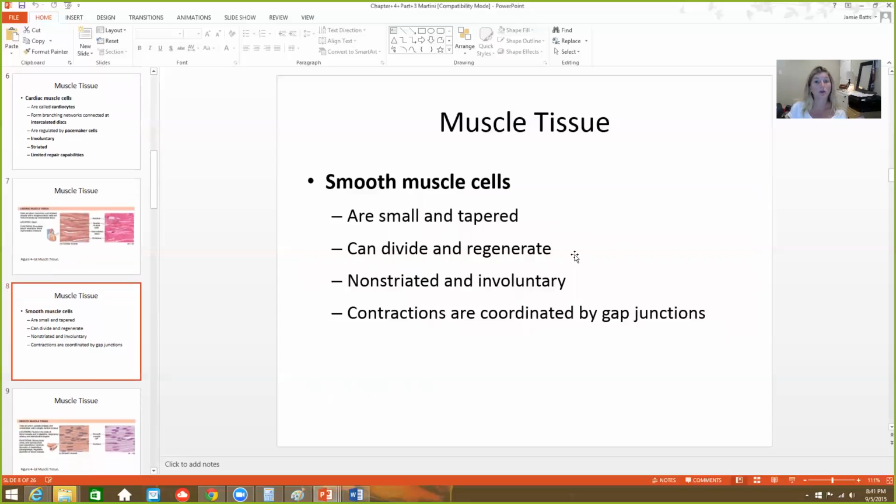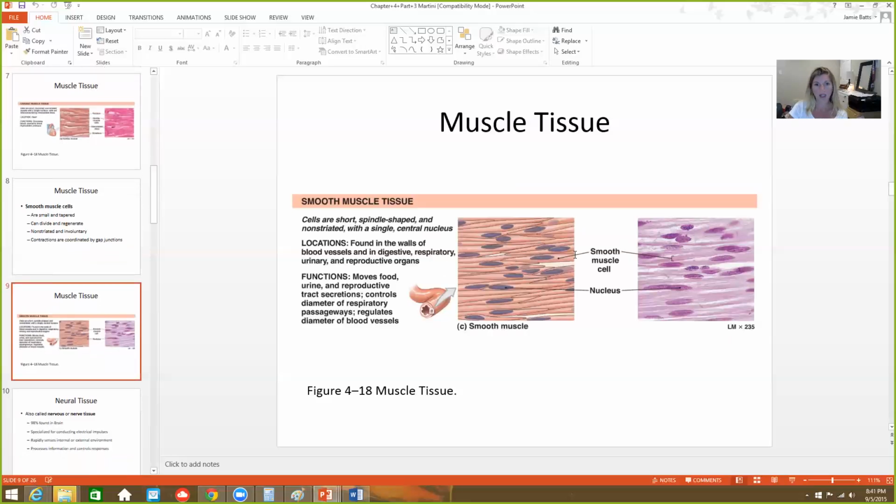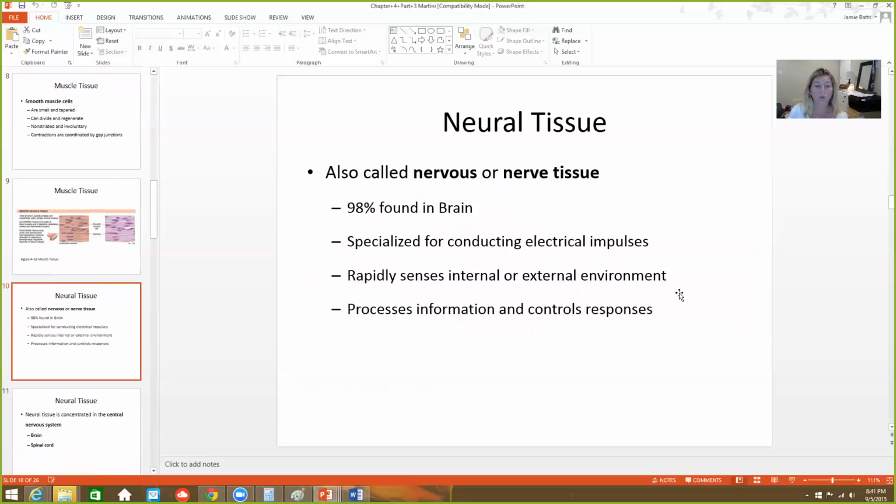Then we get to smooth muscle. Smooth muscle is long, tapered, looks very different than the other types of muscles. They can divide and regenerate. They're non-striated and involuntary, which means you don't coordinate those contractions or movements. And here you see what they look like, just long, cylindrical, one little nucleus. Easy peasy. Let's talk about nervous tissue or neural tissue.